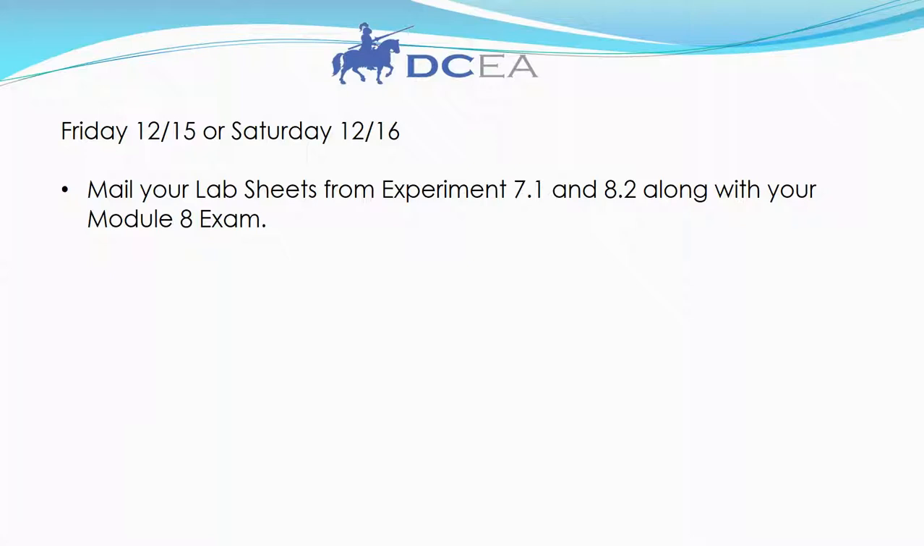Gather your sheets from experiment 7.1 and for experiment 8.2 along with your Module 8 exam, and go ahead and mail them in the envelope that is stamped that I've given to you no later than Saturday, December 16th. It has to be postmarked no later than Saturday. So my recommendation for you is that you postmark it on Friday. Just make the effort, push your parents to get you out to get this in the mail, because if it comes to me late, I will not grade it.